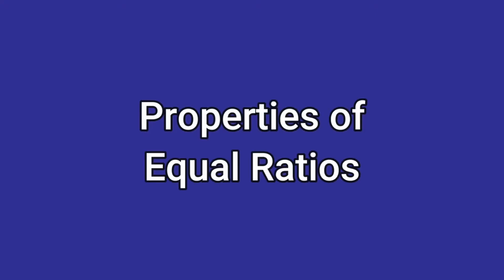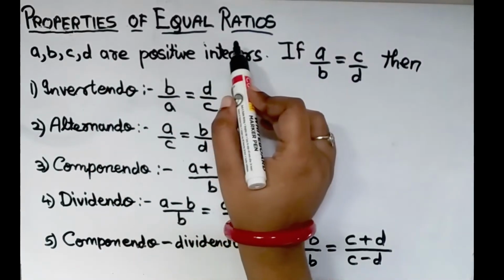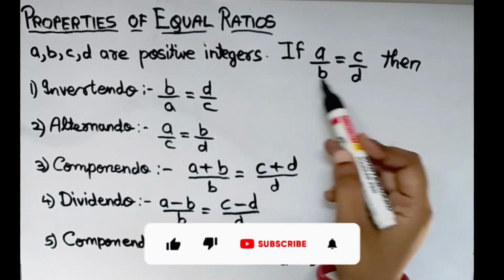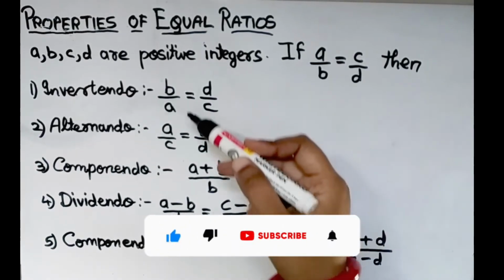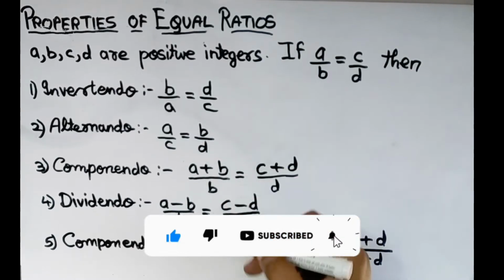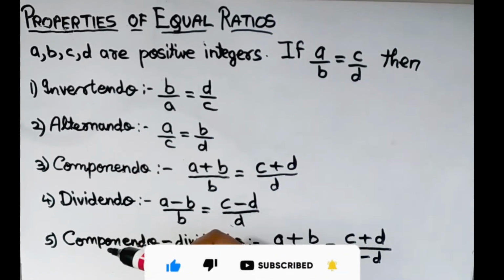Hello everyone. In this video, we will learn about properties of equal ratios. So let us start. Properties of equal ratios. When two ratios are equal, we have some properties. We will see them one by one. Here we have 5 properties.